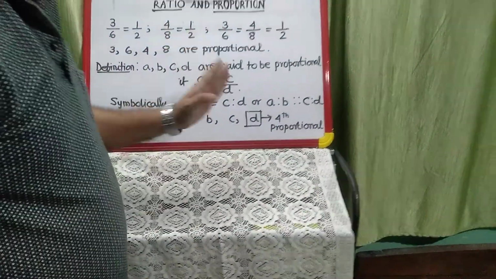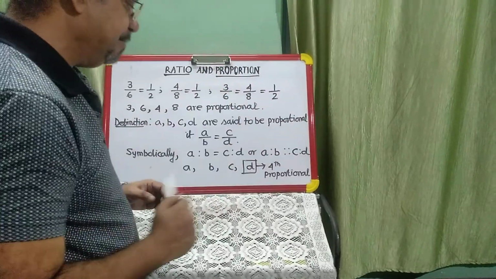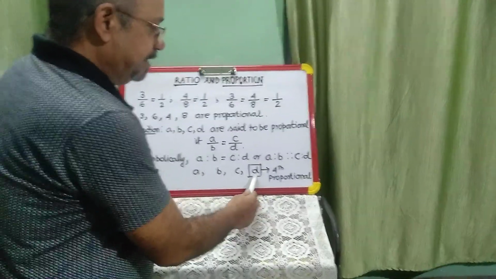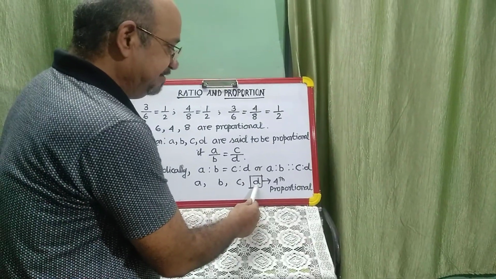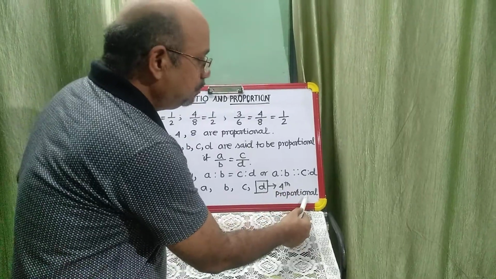Also, it is to be noted here, when four numbers are proportional, the last one, that is D in this case, is known as the fourth proportional.